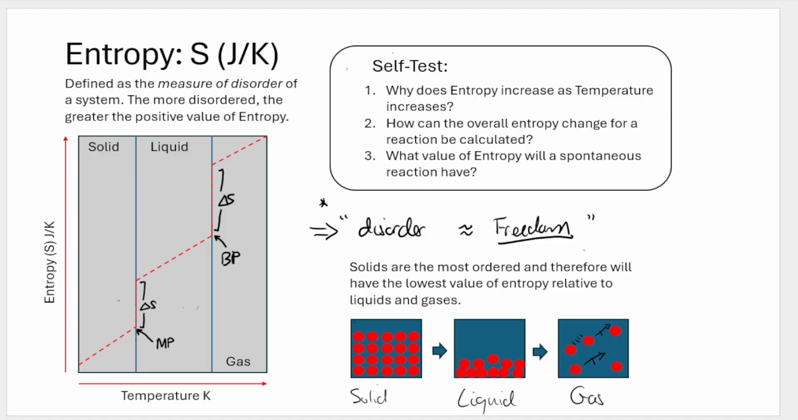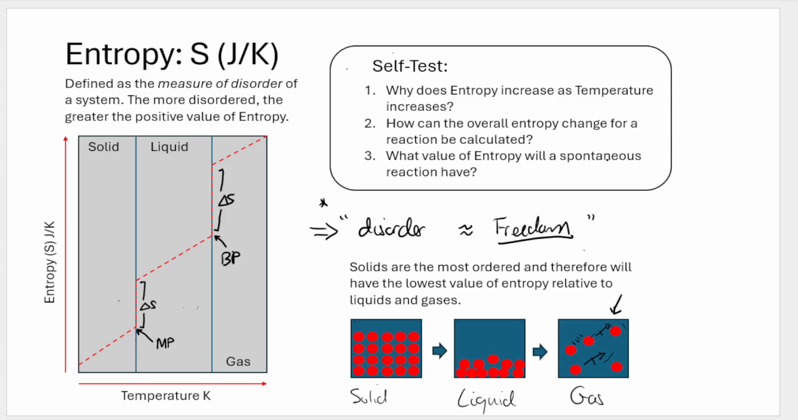Okay. Number 1, why does entropy increase as temperature increases? So as we increase in temperature, if we look at this gas box here for example, if we increase the temperature, we'll increase the energy of each of these particles in the system, and therefore they will move about faster and have greater disorder. This means we see an overall increase in entropy.